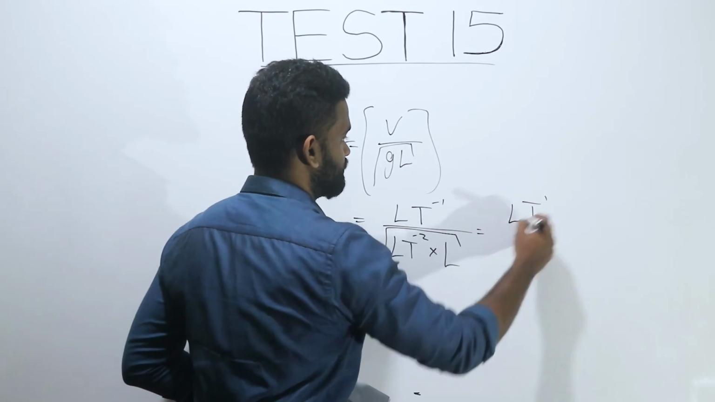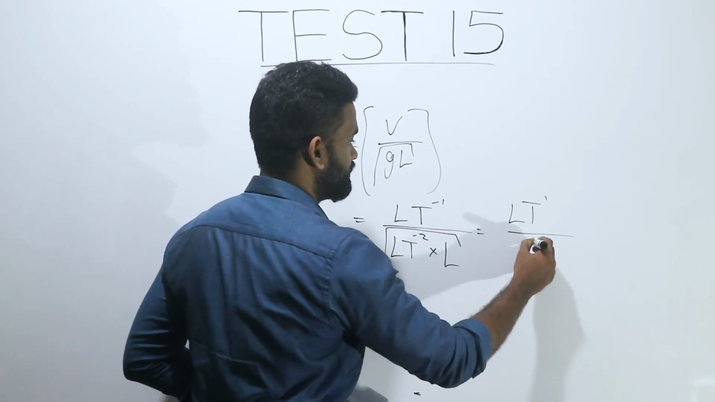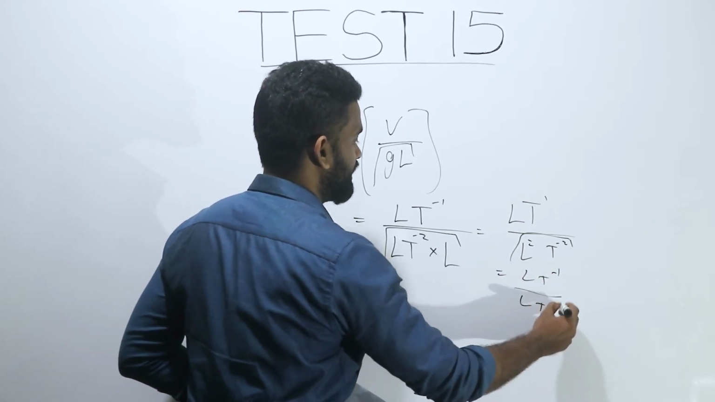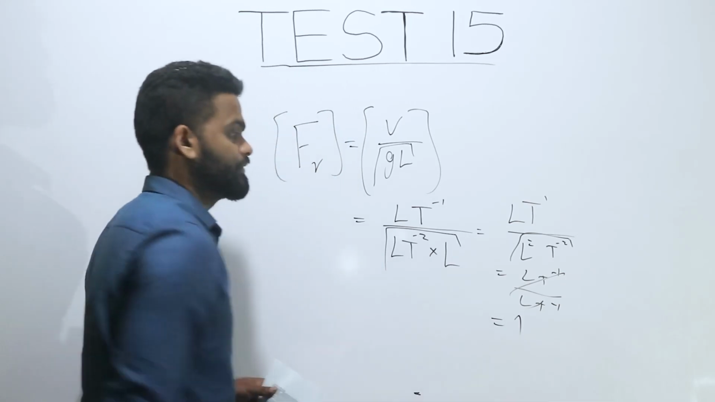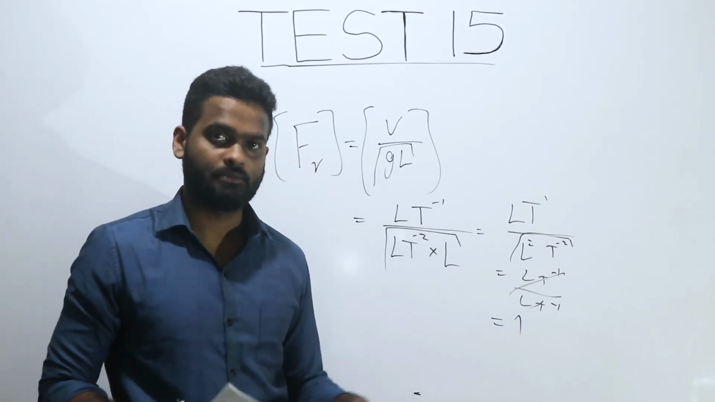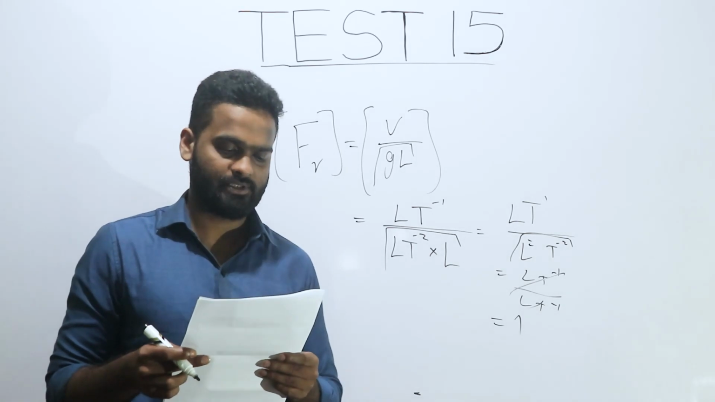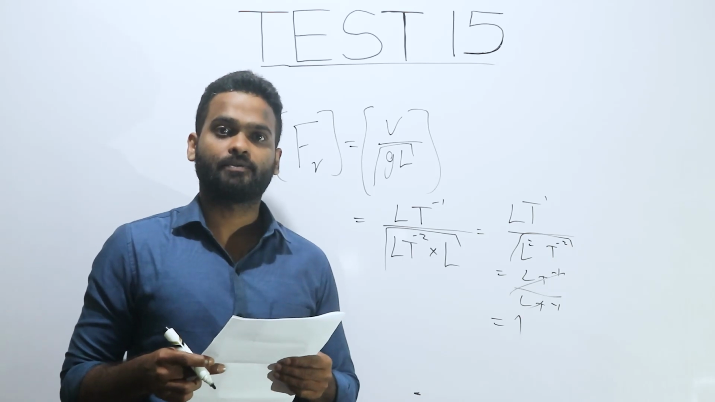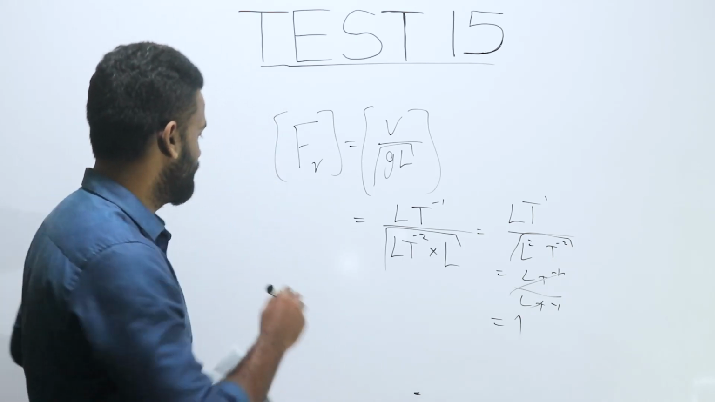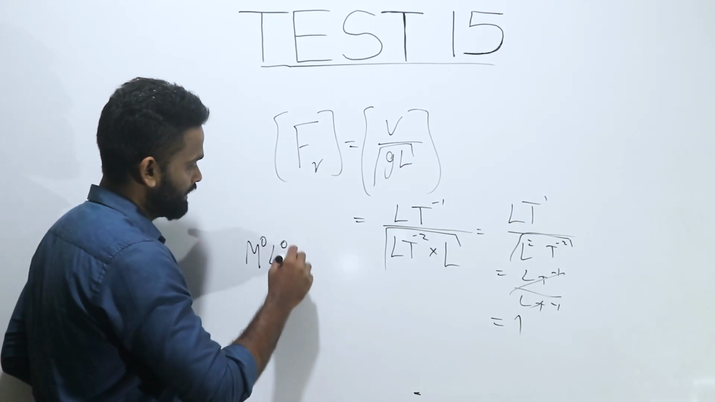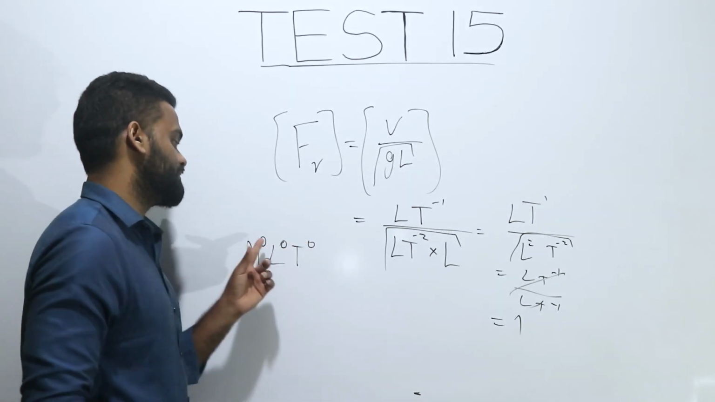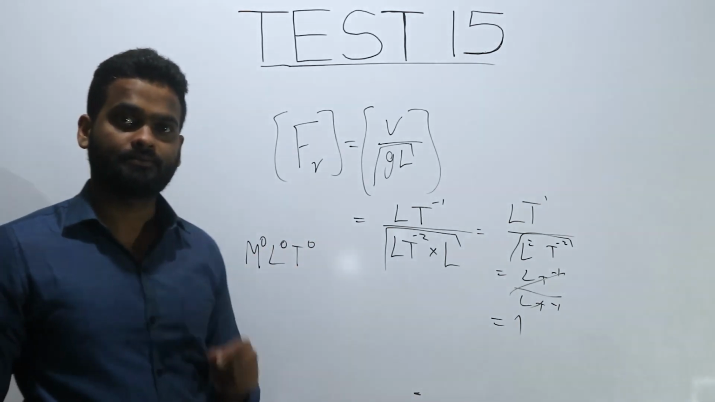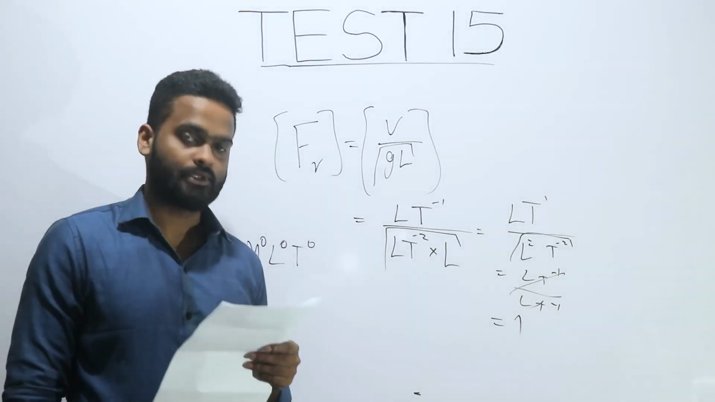So this is LT^-1 divided by the root of L squared T^-2, which is LT^-1. So these two cancel off, then the dimensions are just 1, meaning the Froude number does not have any dimensions, just 1. So the answer should be the first one. They have given M^0 L^0 T^0, which means the power is 0 for all, so the value should be 1. So the answer is the first one for the first question.